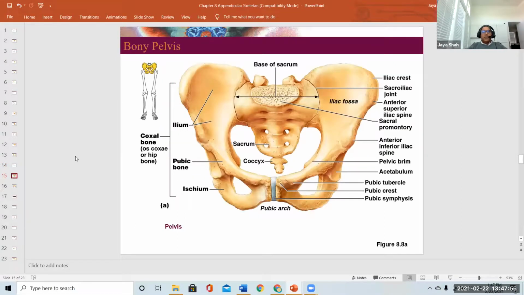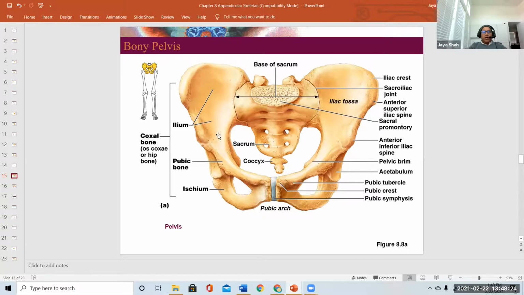So this is the hip bone, or your bony pelvis. We have 2 pelvic bones, right and left. This is the left, this is the right of the patient. This is the humerus, femur, tibia, fibula.